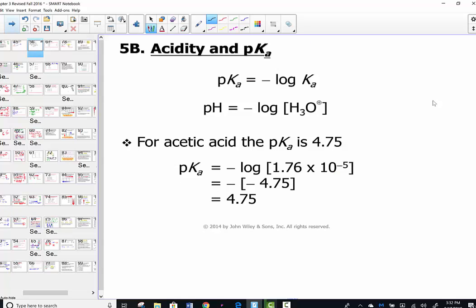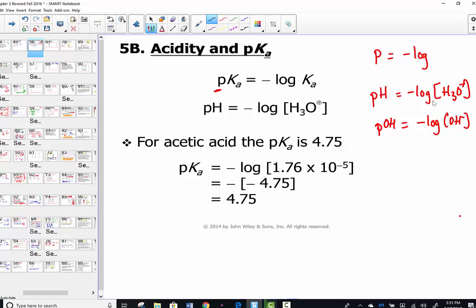Acidity and the pKa constant. Whenever you hear P, I want you to know that it's just a mathematical expression that stands for negative log. If we have pH, that means we take negative log of the acid ion. P represents negative log. pOH literally means hit the negative log of the base ion concentration. So if you see P, it means take the negative log of the Ka value and you'll get a pKa.